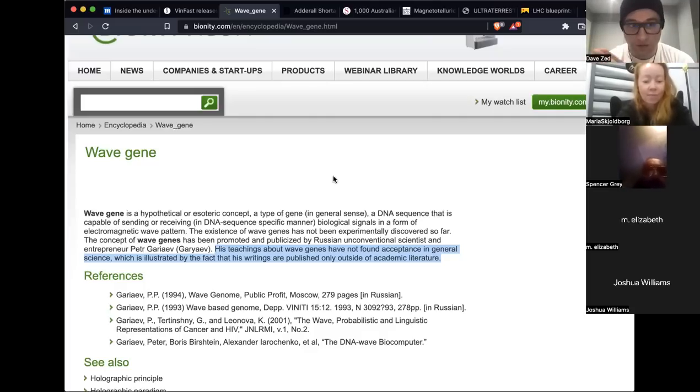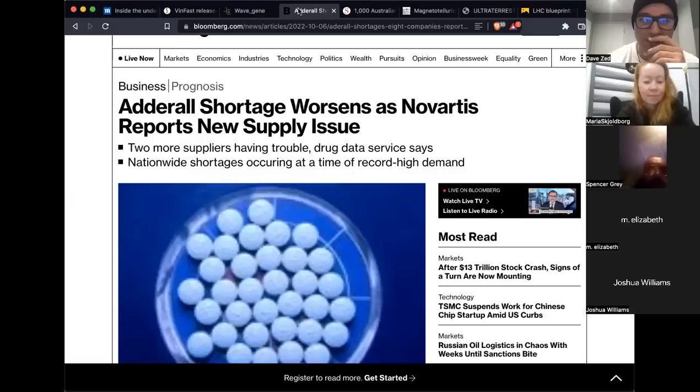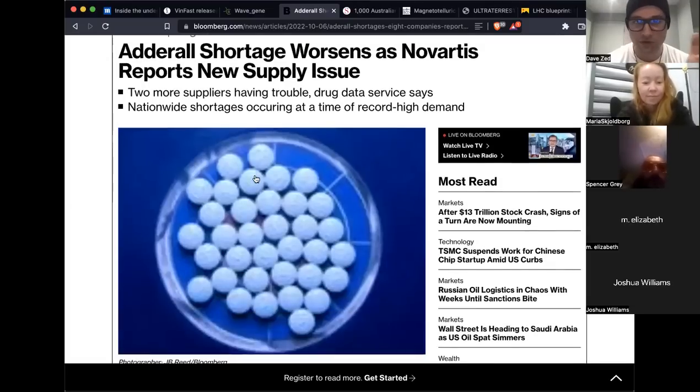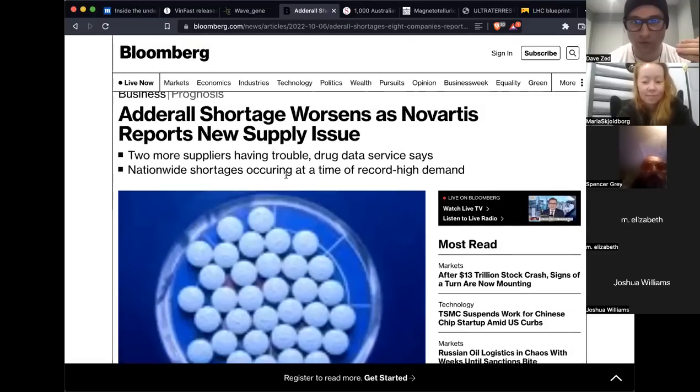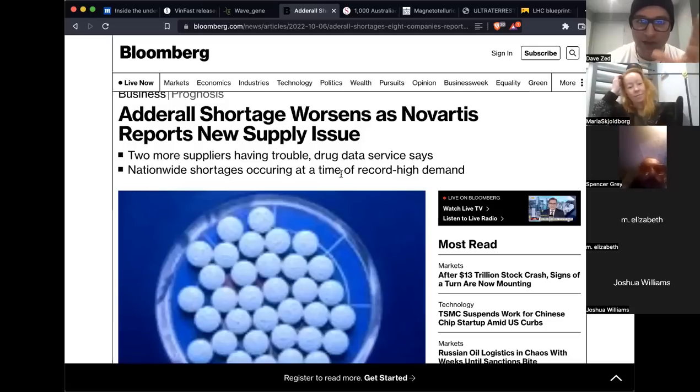Now, speaking of fluctuations, what's interesting about all of this is that if we take a look here, Bloomberg.com, Adderall shortage worsens as Novartis reports new supply issue. Now, let's look at the really big picture here, the very big picture. If you were someone or something that was controlling a cycle or a system of supply and demand, food, drugs, agriculture, very basic things that we as humans on the surface have considered to be a standard in everyday life, so to speak, with respects to survival and economy and all of that.